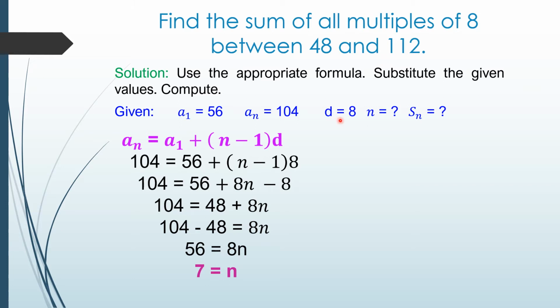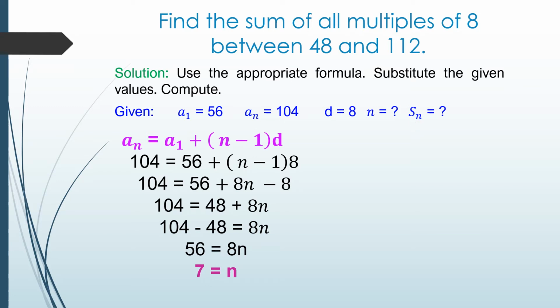Ang common difference natin ay 8. Bakit 8? Kasi lahat ng multiples ng 8 ay dinadagdagan lamang ng 8. Kaya ito ang common difference. Now, ano ba ang number of terms? Ilan sila lahat? So as you will see, hindi siya given sa tanong. Kailangan pa natin siyang hanapin. And of course, nawawala rin ang sum of all the terms ng multiple ng 8 na given sa atin.